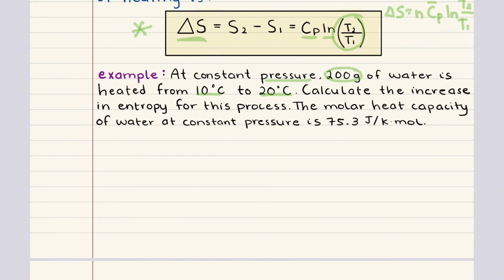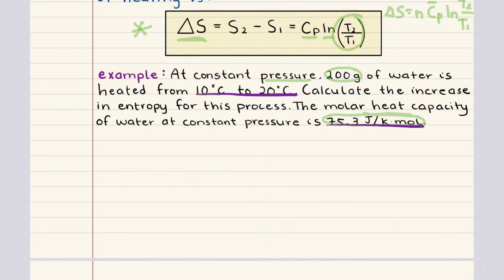The molar heat capacity of water at constant pressure is 75.3 joules per Kelvin per mole. Now, in this problem, we are given information on the molar heat capacity at constant pressure, and we're also given the temperature change. It's from 10 to 20 degrees Celsius. These two pieces of information help guide us in which equation to use to solve this problem.